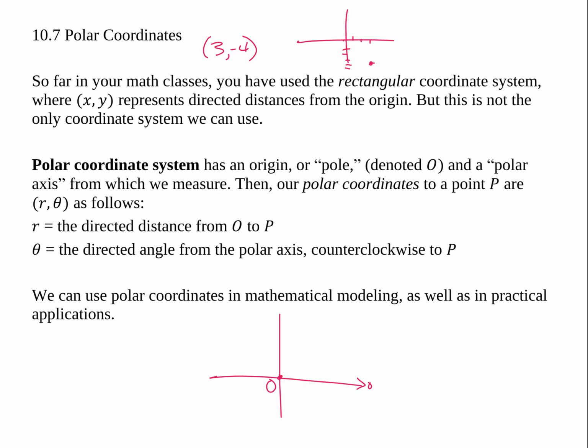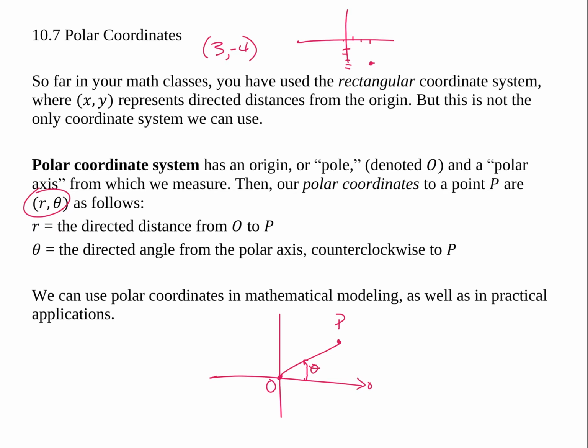The polar coordinate system requires an ordered pair, just like normal, but it's r comma theta, and theta is the angle that we have turned through to get to the location where the radius ends up, okay? So r is the directed distance from O to P. If I have some point P right here, then the radius is that distance right there. Now theta is the directed angle from the polar axis. So whatever this angle is from the polar axis around to that point right there, that's our theta.